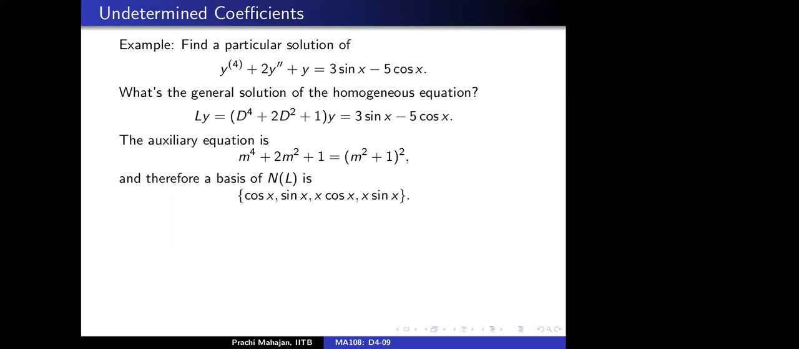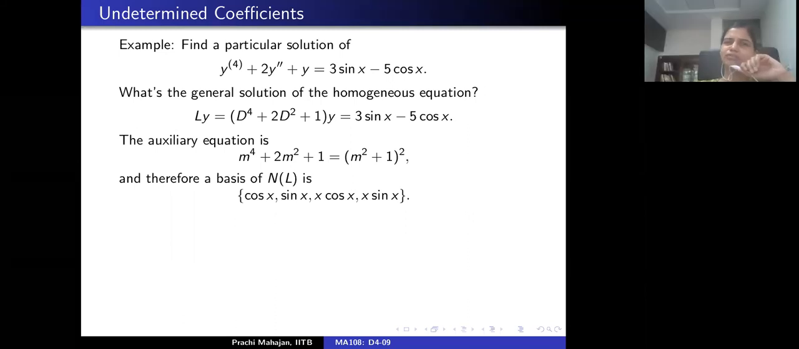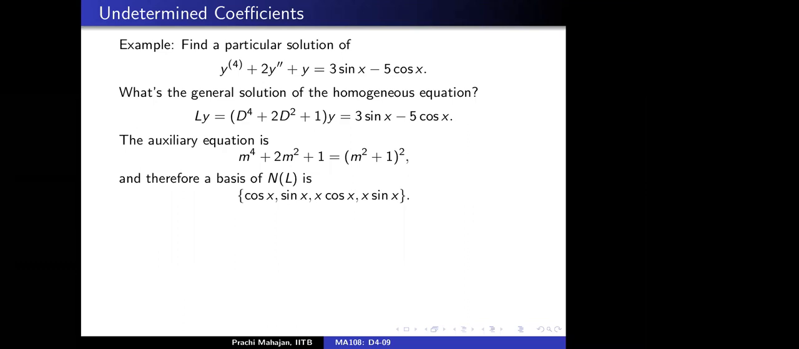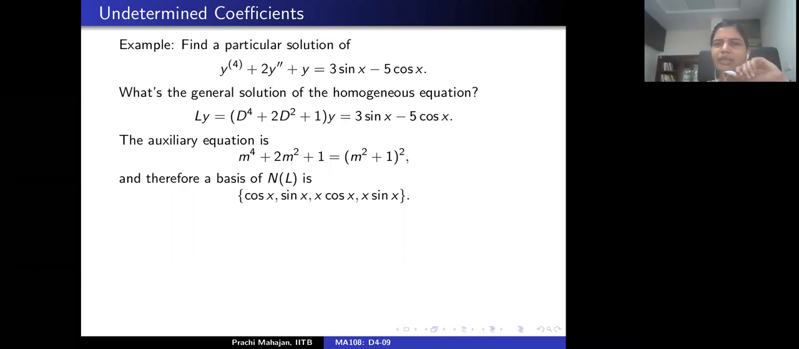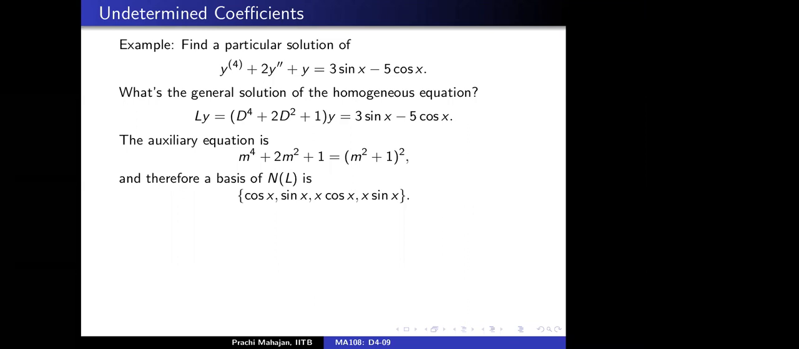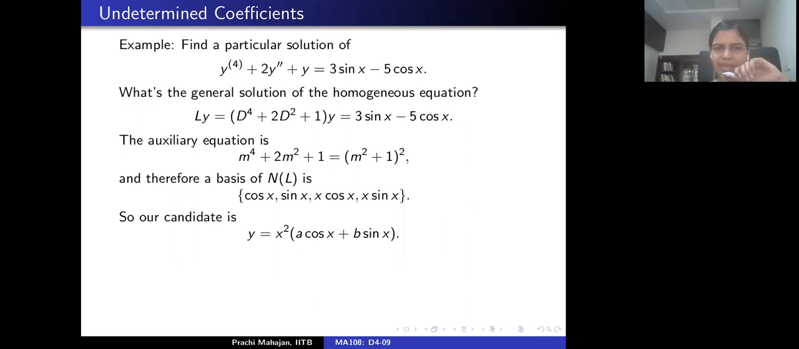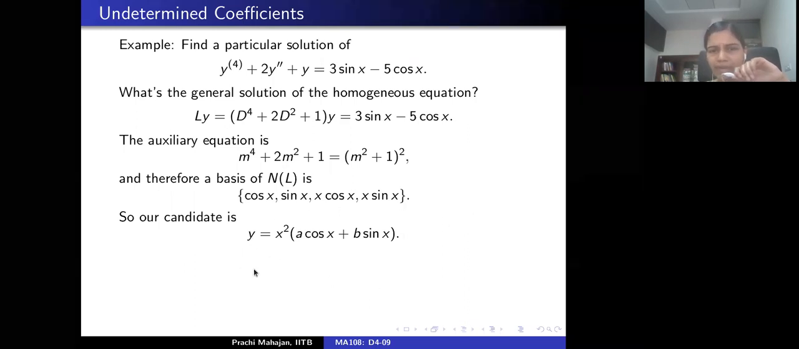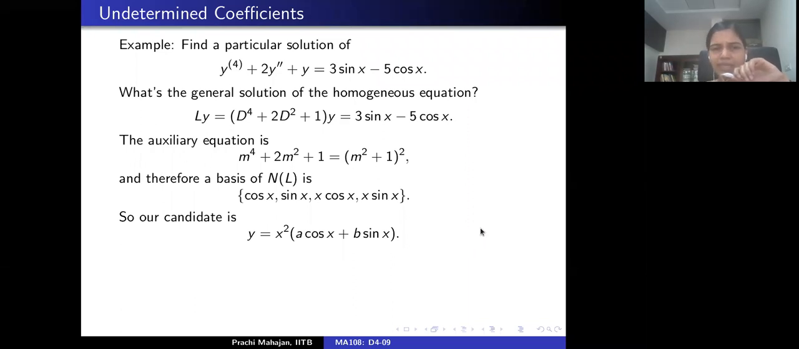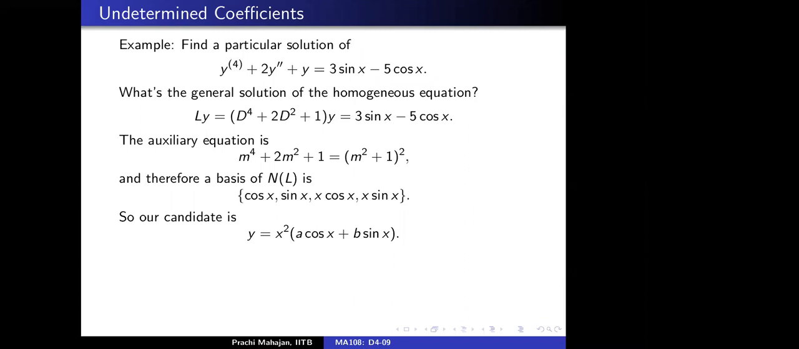Now what should be your candidate solution for the non-homogeneous differential equation if you're applying the method of undetermined coefficients? x square times what? x square times a sine x plus b cosine x, right? You start with a candidate solution like this, and you find the values of the coefficients a and b, right? Everybody agrees with me that this should be our candidate solution? Yes. Okay, great.